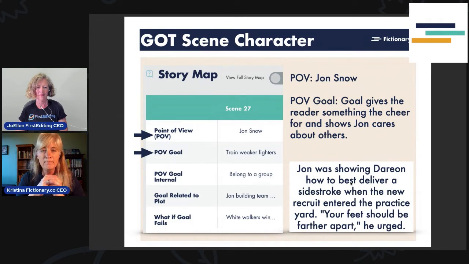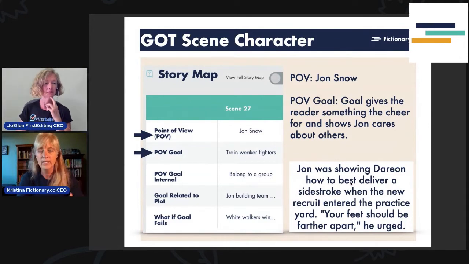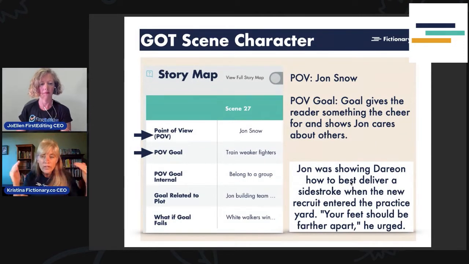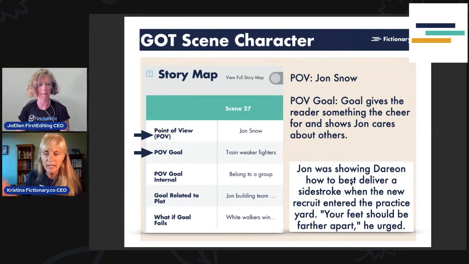And there's a goal that will have consequences. So the opening line of this scene is, John was showing Darian how to best deliver a side stroke when the new recruit entered the practice yard. "Your feet should be farther apart," he urged. So John is totally focused on Darian. He's not focused on the new recruit. He's kind of acknowledged it's happening, but he's still practicing with Darian. From this, we know that his goal right now in the scene is to train his fighters. And he's going to get distracted from that goal.